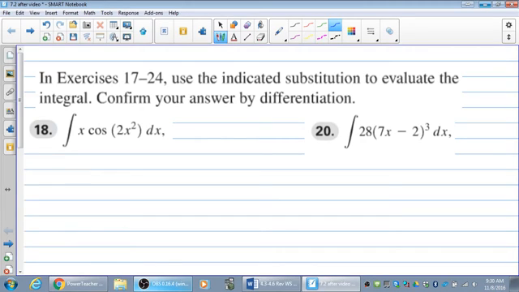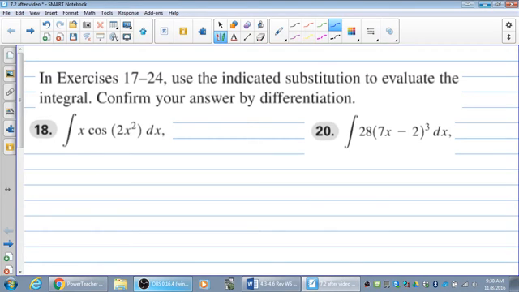Exercise 17 to 24. Use the indicated substitution to evaluate the integral. Confirm your answer by differentiation. In the book, they tell you what to use for u, but I removed that because I think we're going to practice picking that out.